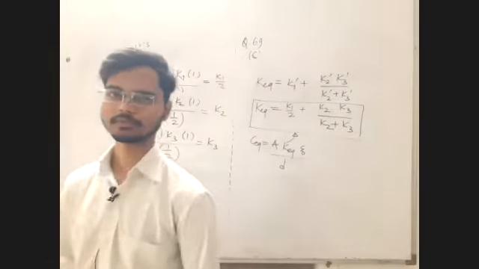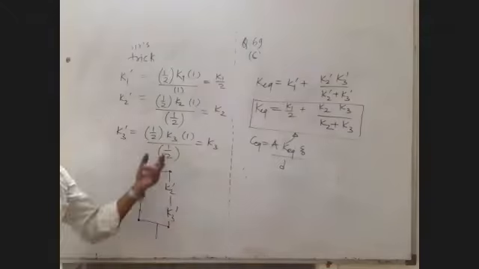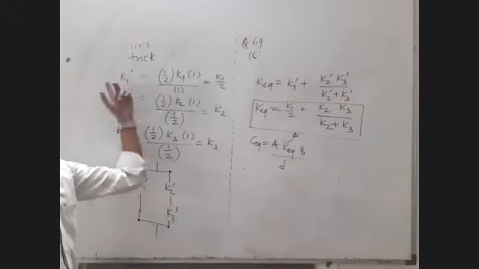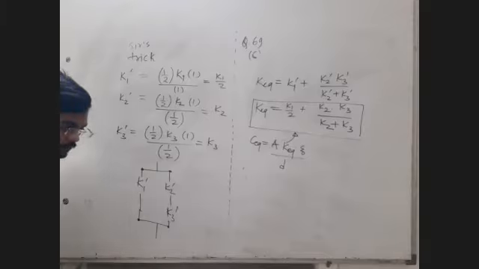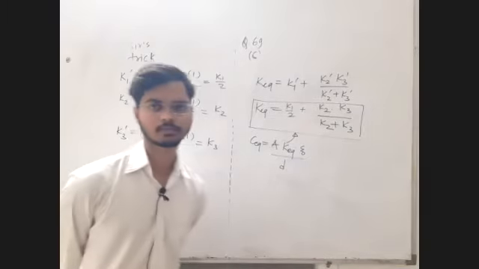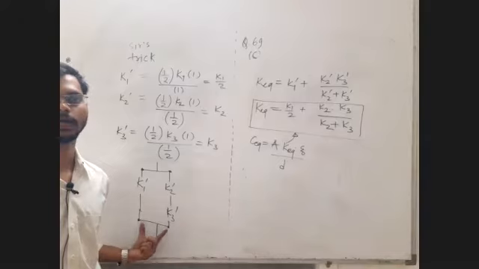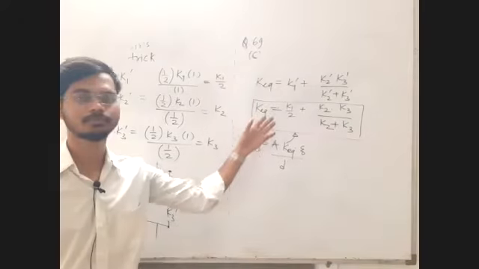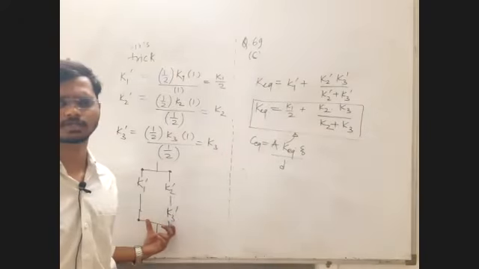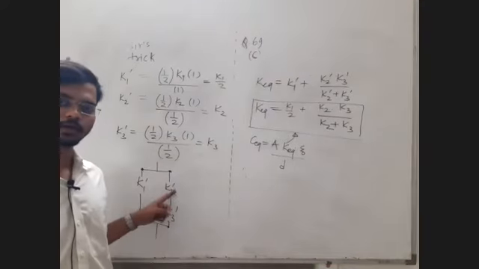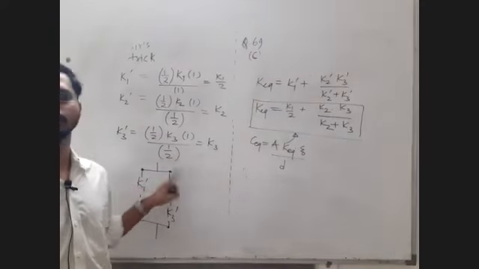Trick. Find out K1 dash, K2 dash, K3 dash, and assume them as if they are capacitors and solve for them. Just like capacitors in series, resistors in parallel. K in series, resistors in parallel. K in parallel, resistance in series.